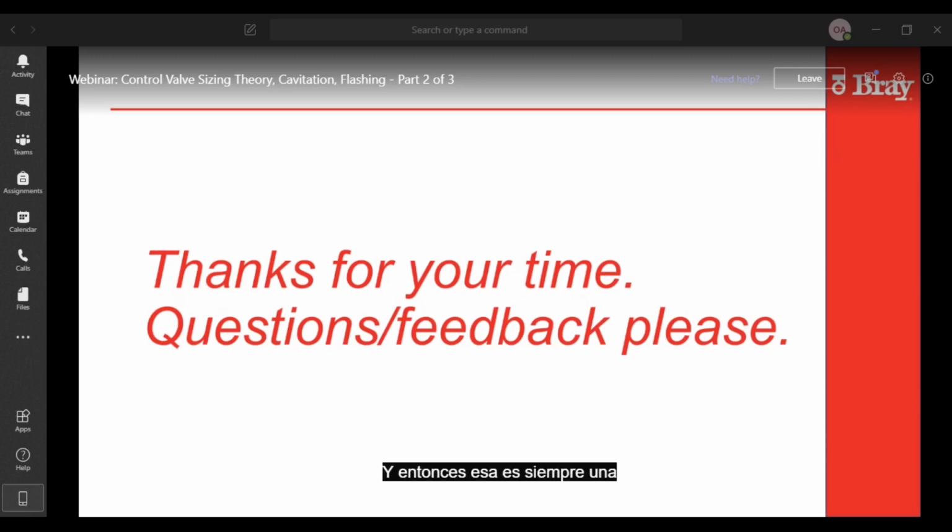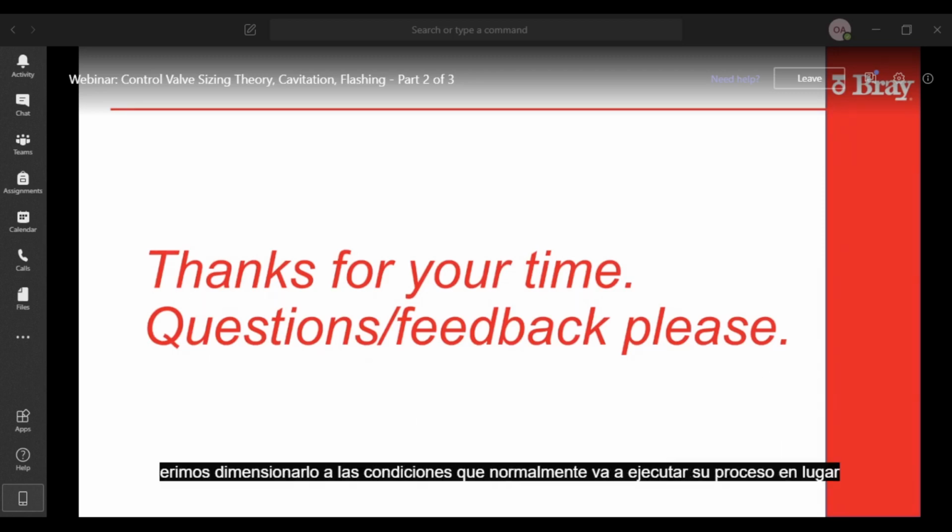And that's always a question we'll come back with, because sometimes people give us a max flow condition that is not real. So in order to accommodate that max flow condition, we may have to go to a bigger size valve and then move the controllable range up higher where your normal flow is, where you're really going to be controlling. So we'll ask you if this max condition is real, how often you're going to see it, because we'd rather size it to the conditions you're normally going to run your process at, rather than give you an oversized valve just to accommodate a max flow that may or may not ever happen.